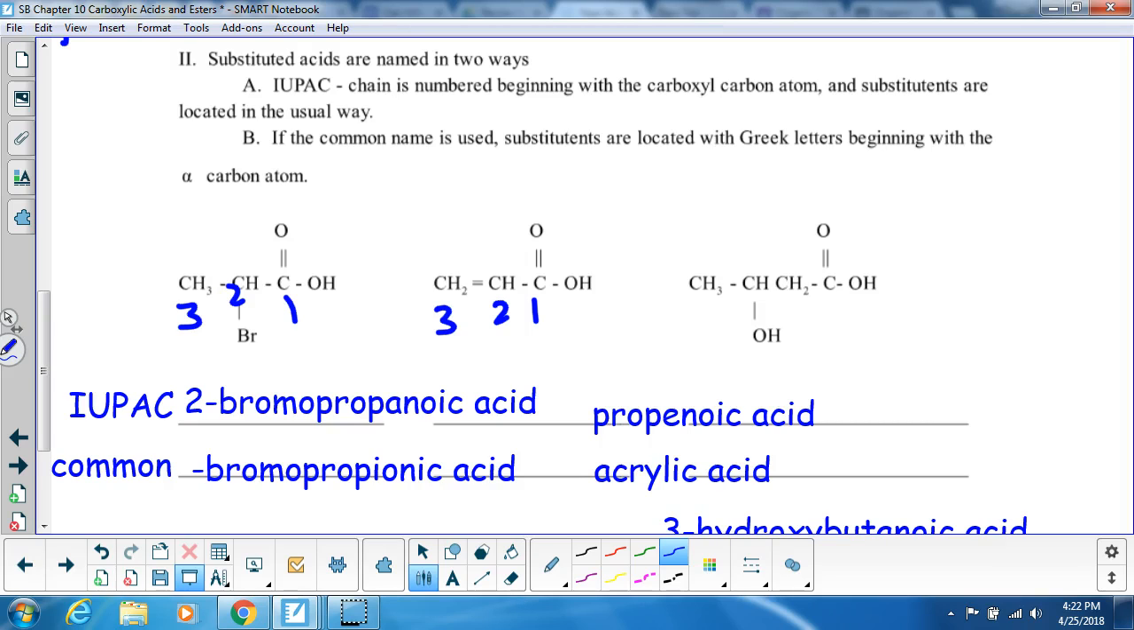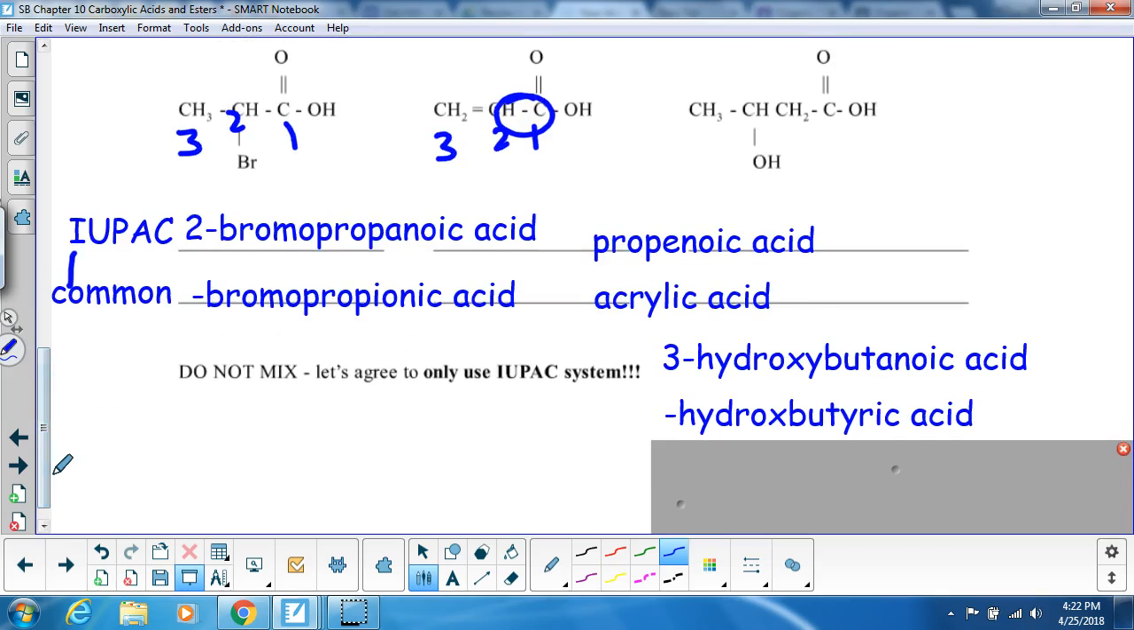So it's propanoic acid. Why did I not number it? Well, could the double bond be right here? The answer is no way, because that would give you 5 bonds on the carbon. So it cannot be 1-propanoic acid, so it has to be just 2, or just plain old propanoic acid. There's no way you're going to get something else.